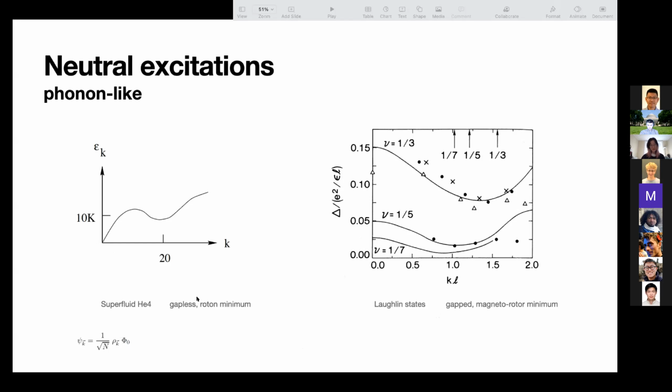And analogously, there's also a roton minimum in the quantum Hall fluid, which people call the magnetoroton minimum. Yeah, if I have time, I can talk about how to get this more. But yeah, let me just skip the neutral excitations.